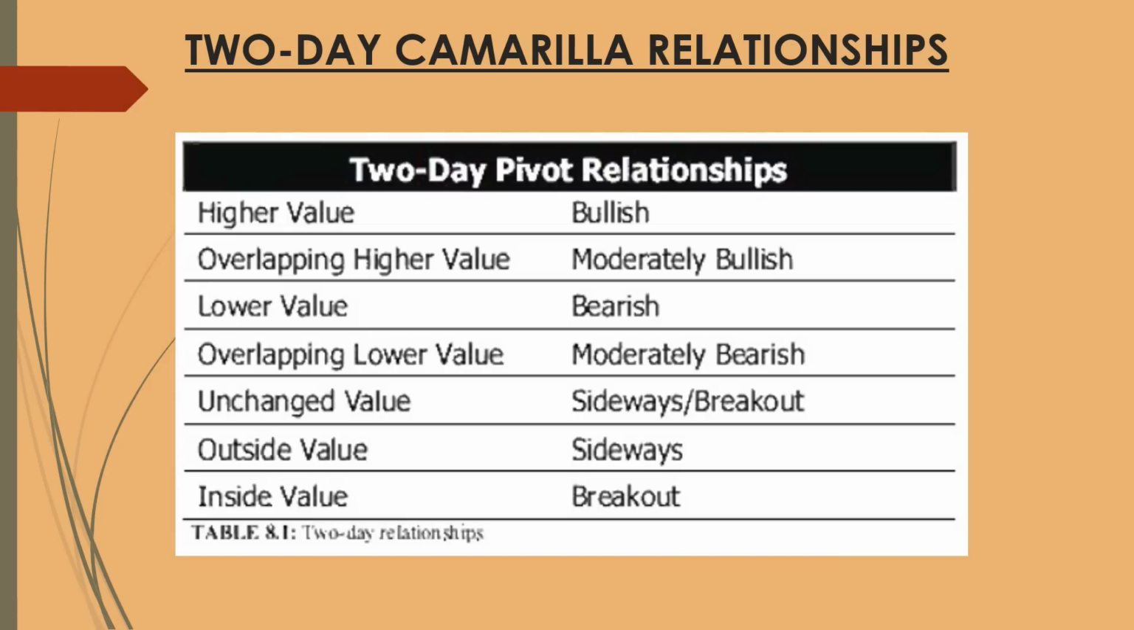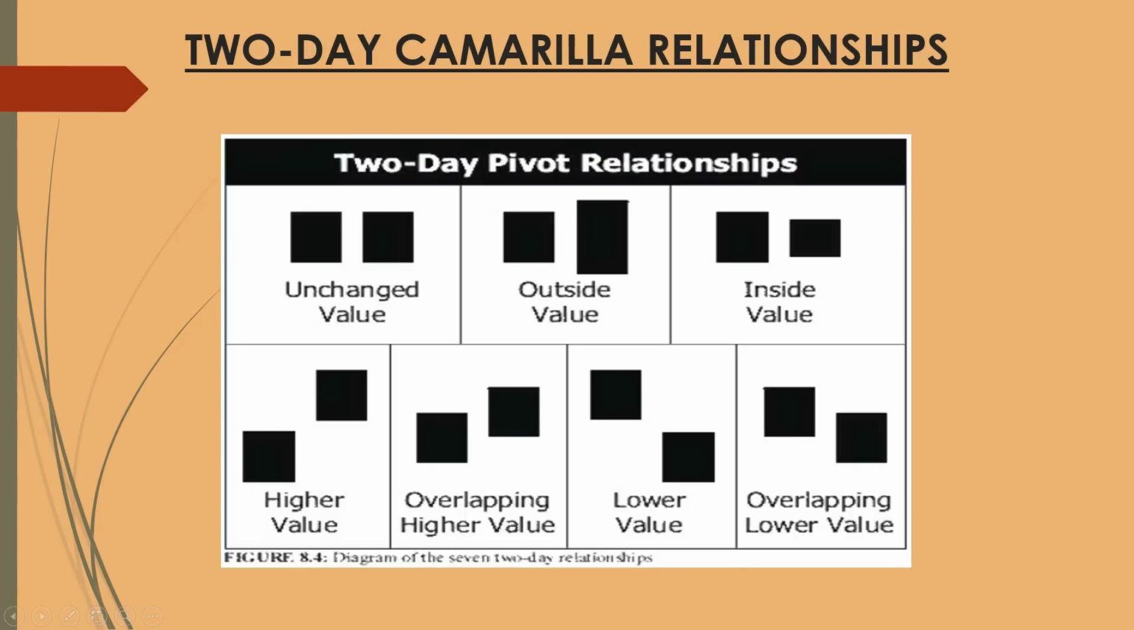2-day Camarilla relationship. There are a total of 7 Camarilla relationships: higher value, overlapping higher value, lower value, overlapping lower value, unchanged value, outside value and inside value. Higher value indicates a bullish trend, overlapping higher value indicates moderately bullish, lower value indicates a bearish trend, overlapping lower value indicates a moderately bearish trend, unchanged value indicates sideways or breakout, outside value indicates sideways and inside value indicates breakout.